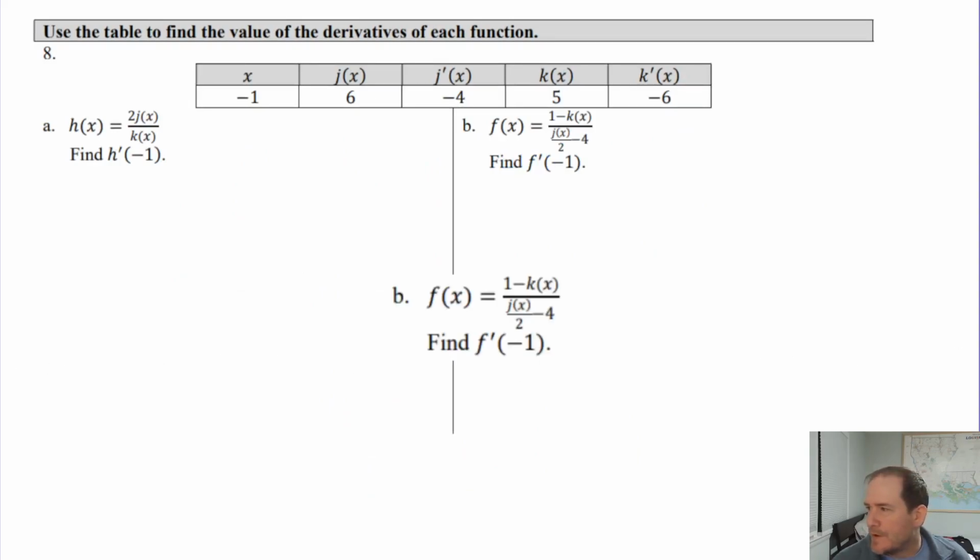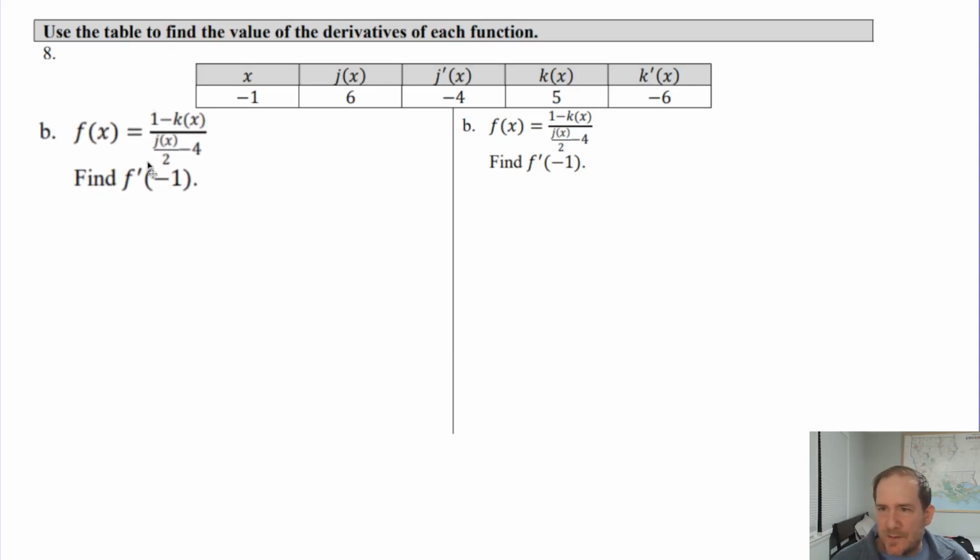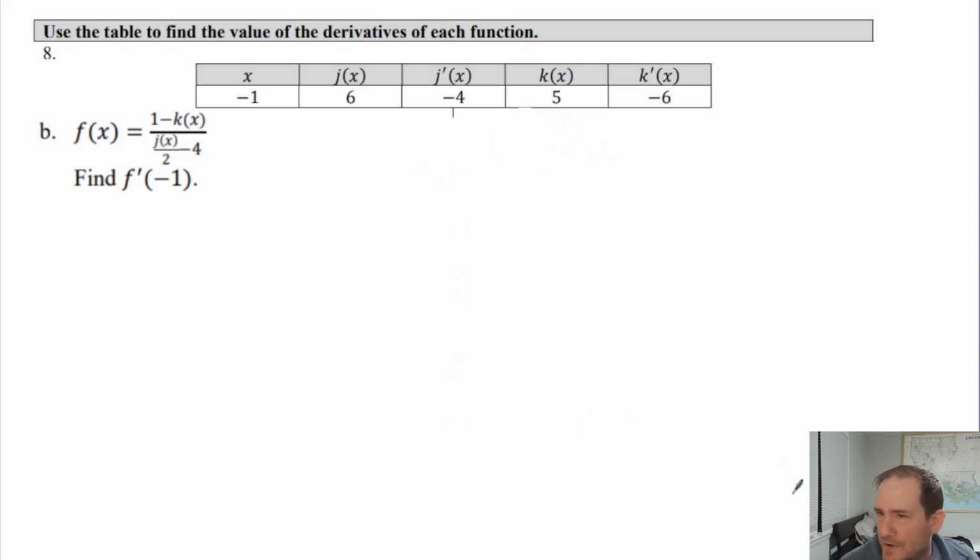Okay, so if we're doing B, then I'll put B right there, and I'll white out all the rest of this stuff, make us some room. But these problems are all really similar to the ones that we did when we were doing the product rule. You want to think about these in exactly the same way.